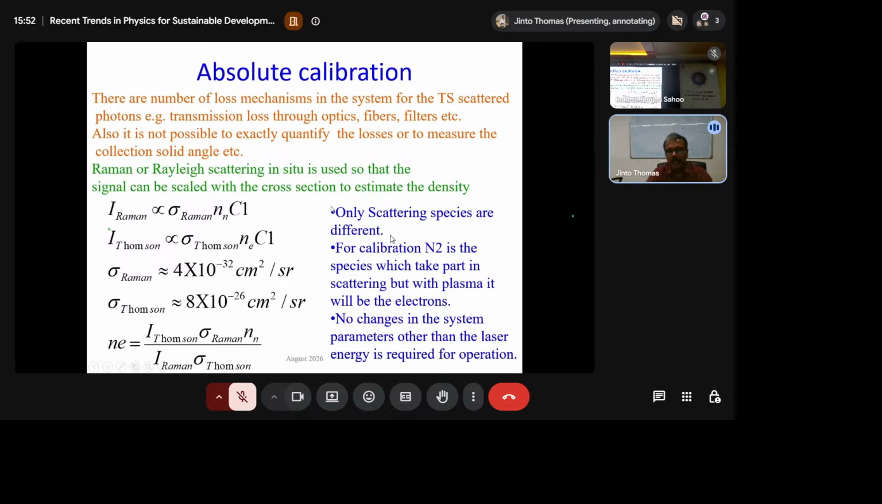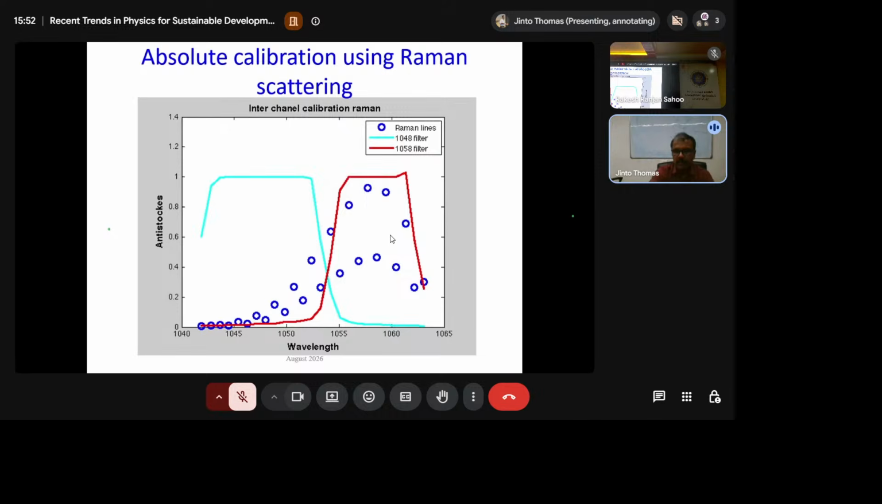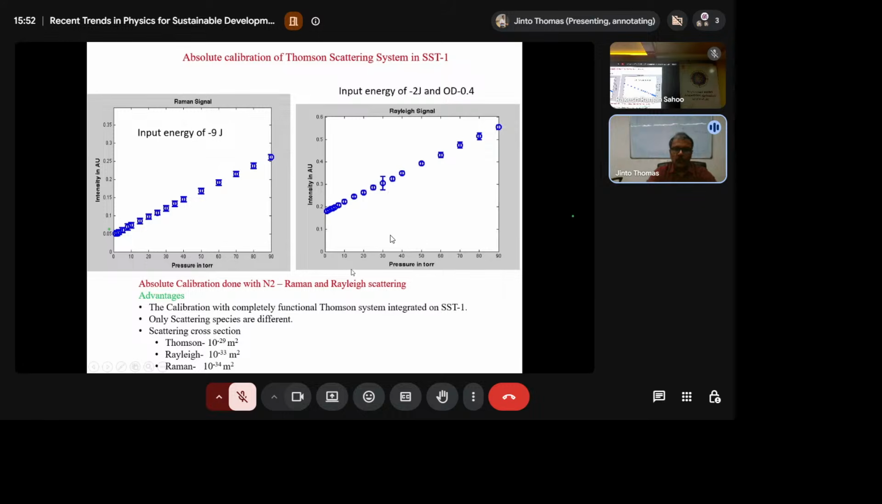The advantage is that only the scattering species are different, so there is no other change. So once you have done a Raman calibration, your Thomson scattering system is ready for measurement. These are the Raman lines and these are the different bandpass filters. So you will get the Raman spectrum in two bandpass filters or two channels. What we do is keep changing the pressure. That means you are changing the number of scatterers and you will see an increase in the output signal. That increase corresponds to the cross section, which you can easily see here.